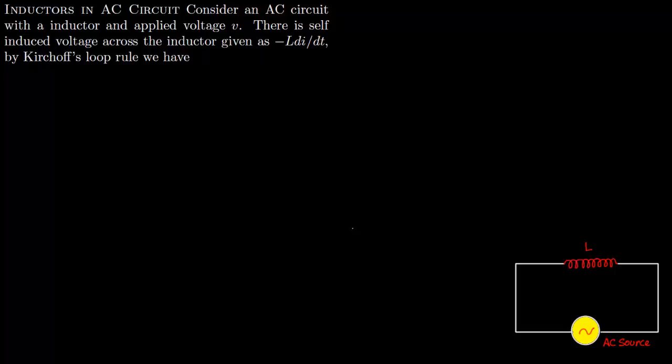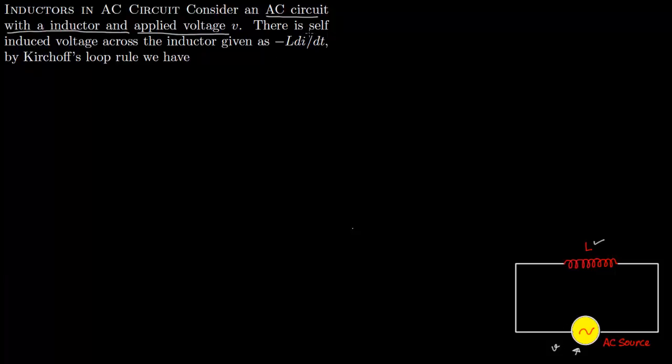We now talk about inductors in an AC circuit. Say you have an AC circuit with an inductor, and you apply a voltage V to it. So you have the AC source right here, this is the symbol for an AC source, and you have connected an inductor, and the applied voltage is V.